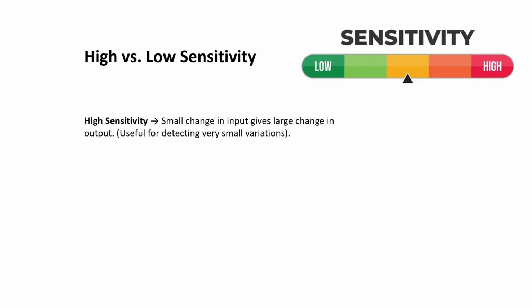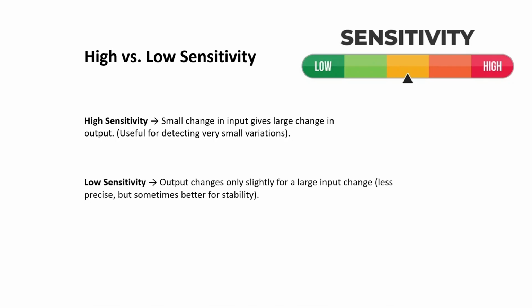So, high sensitivity means a smaller change in the input gives you a large change in the output. That's useful when you need to detect very small variations in the process. Low sensitivity means the output changes only slightly even for a large input change. Less reactive, but sometimes that's exactly what you want. In noisy environments or stable processes, a less sensitive instrument doesn't get rattled by every little disturbance.